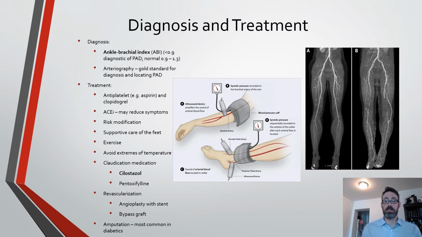Now to make a diagnosis in terms of its severity, we would use something called an ankle to brachial index. This is where we compare the blood pressure in the ankle, so say the dorsalis pedis or the posterior tibial artery, and we divide that by the blood pressure in the brachial artery, which is in the arms. Okay. Now the normal range is between 0.9 and 1.3.